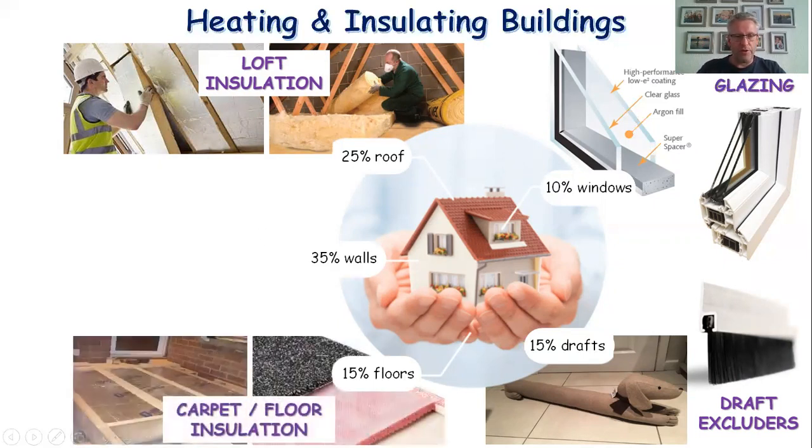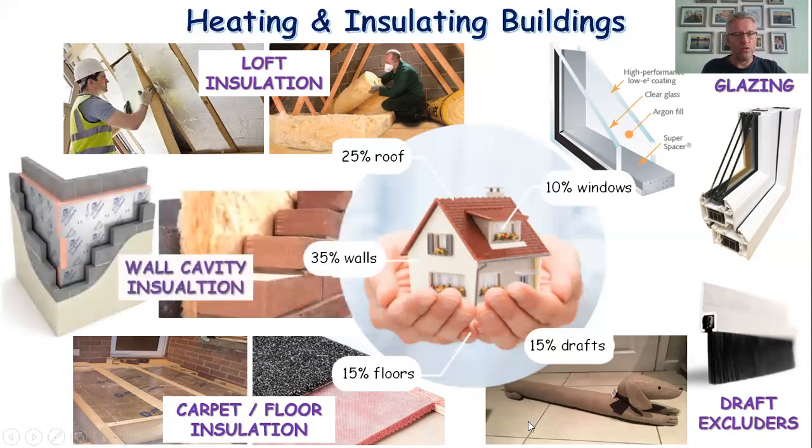Floors, pretty obvious. You can put insulation very similar to what's been placed in the loft underneath the floorboards, but actually a good carpet and underlay is a really good way to insulate from heat loss through the floor. And finally, the walls, we often use wall cavity insulation. So different ways that we can insulate a building and prevent energy loss.